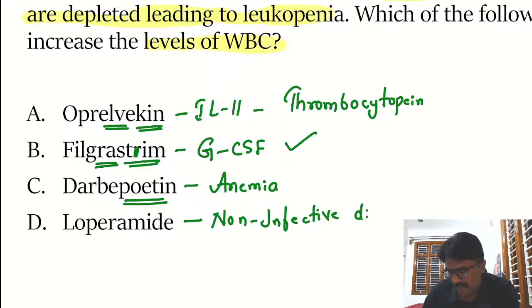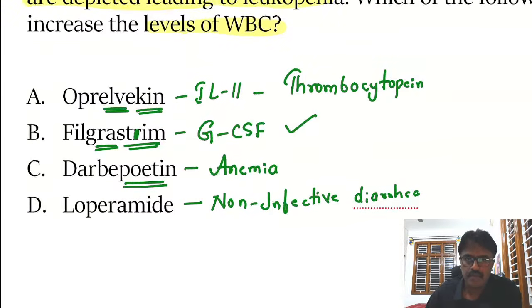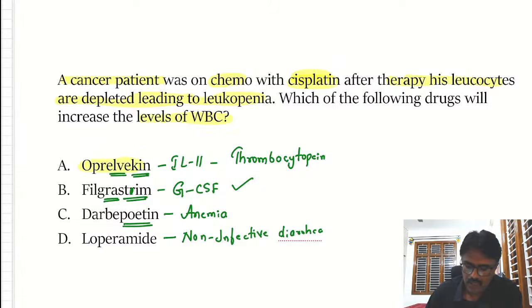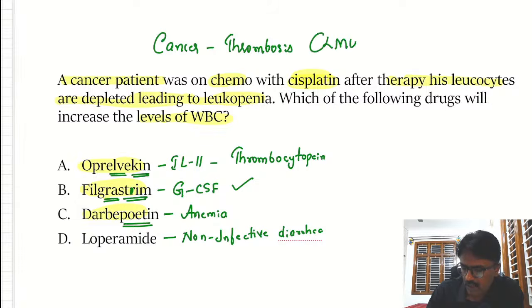Non-infective diarrhea. Also, it is given for cancer-induced diarrhea. So these are the three important things they keep on asking. How do you manage the anemia, leukopenia, thrombocytopenia due to anti-cancer drugs? Can anybody tell me how do you manage cancer-induced thrombosis? How do you prevent cancer-induced thrombosis? What drug will you use? For that, the prevention is done by low molecular weight heparin, LMWH.